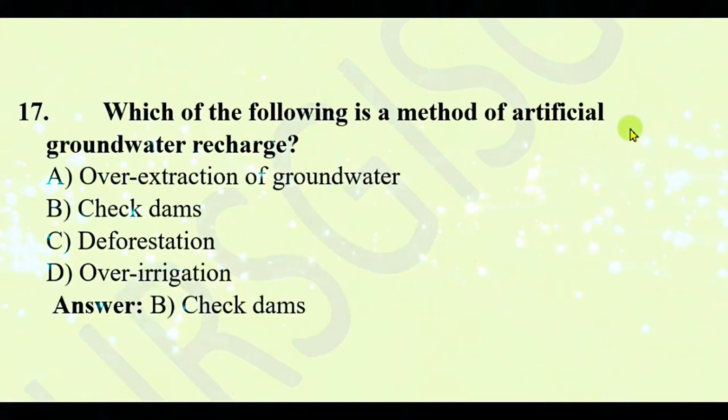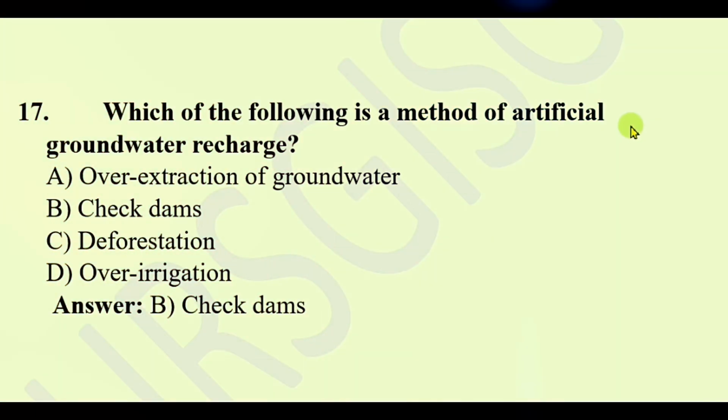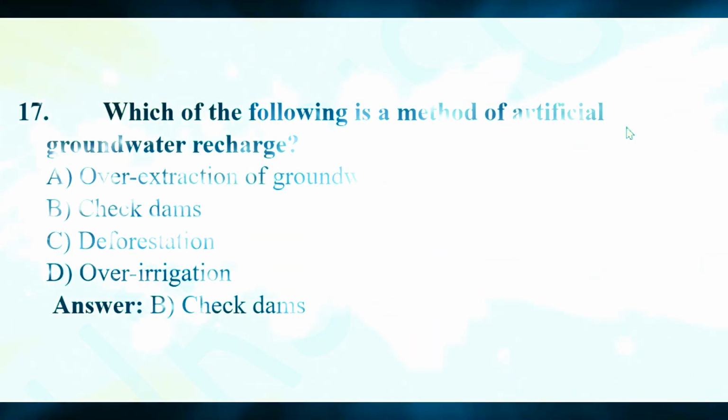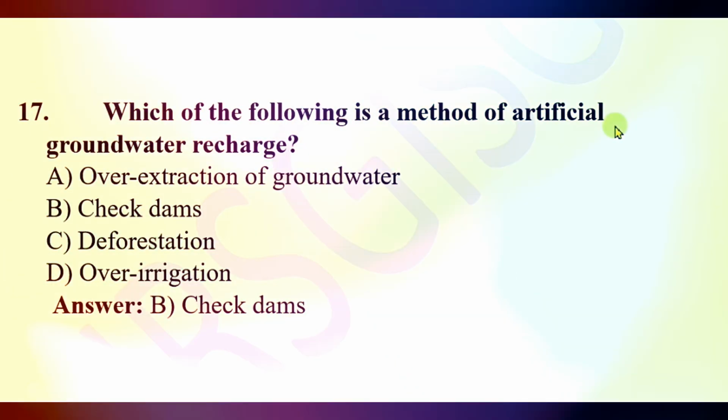Water resource management. Question number 17. Which of the following is a method of artificial groundwater recharge? Over extraction of groundwater, check dams, deforestation, over irrigation. Here the right answer will be check dams.